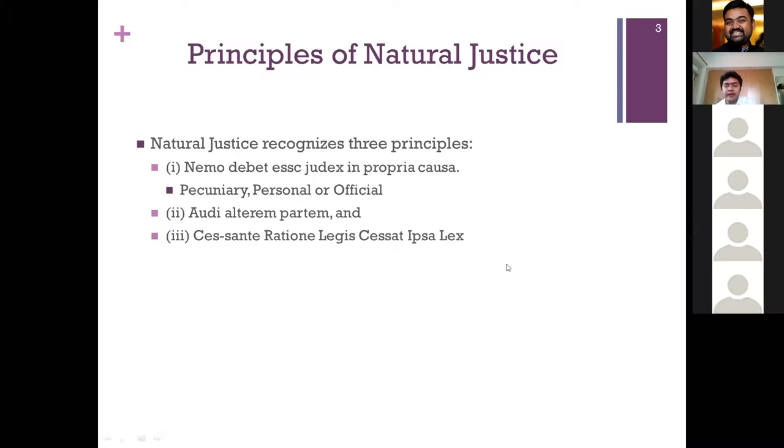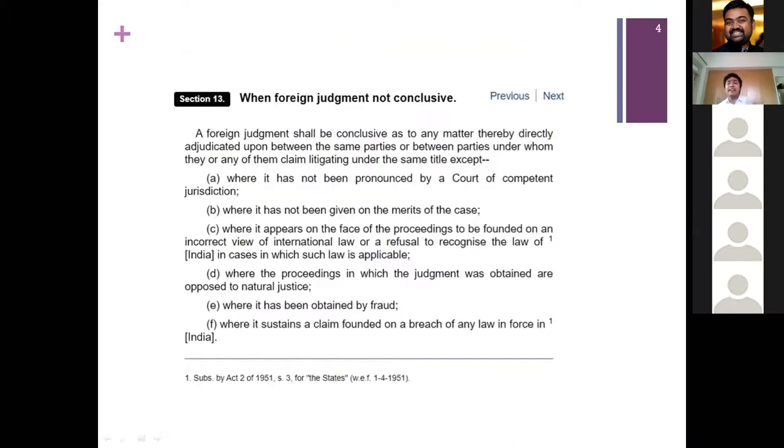So let's quickly look at Section 13 of the CPC, which again is a very interesting reference to principles of natural justice in our Indian law. So look at Section 13, subclause B, right, which talks about the grounds on which a foreign judgment cannot be enforced. So does someone want to quickly unmute and read Section 13B for the benefit of everyone? Just unmute yourself and read Section 13, subclause D. Kunal, you want to unmute and quickly read Section 13D? Hello. Where the proceedings in which the judgment was obtained are opposed to natural justice.